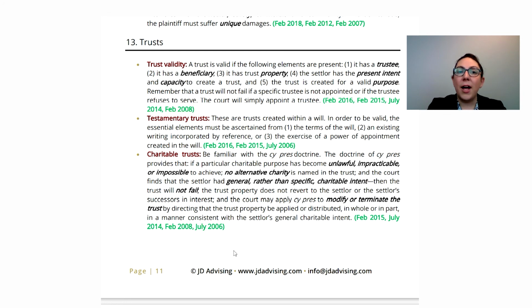Within the types of trusts, we see them testing testamentary trusts, or in other words, a trust that's created within a will. And sometimes here they'll do a crossover between wills and trusts. So you have to analyze the will and sometimes see if the will is valid, and then also analyze the trust and some trust issues that may come up as a result. They also like to test charitable trusts.